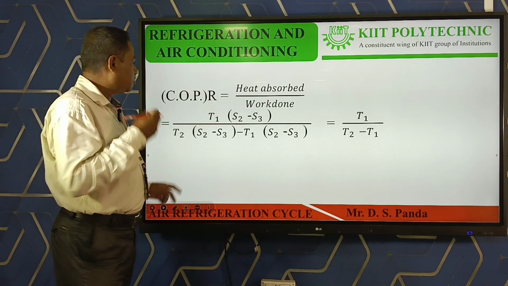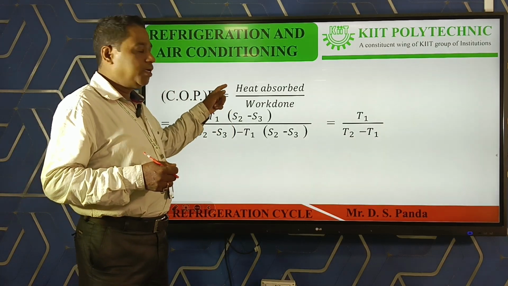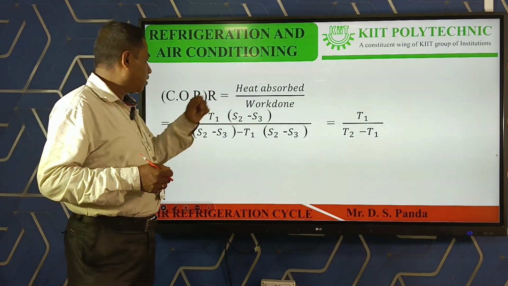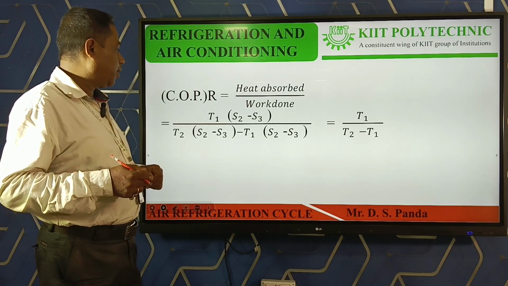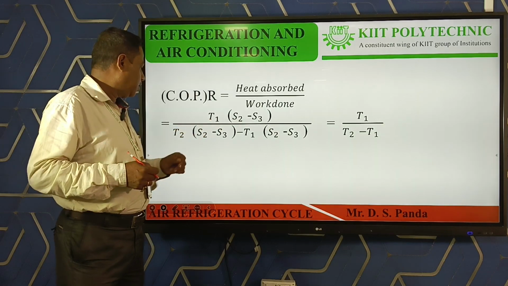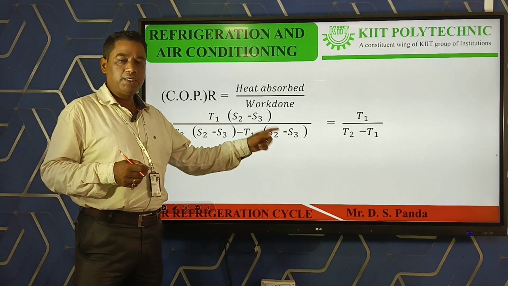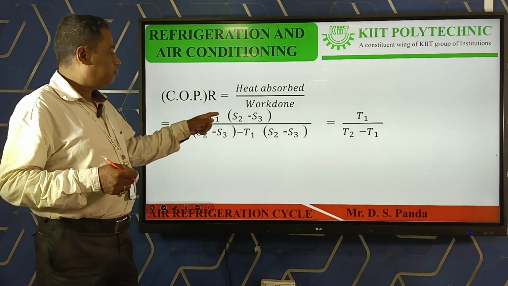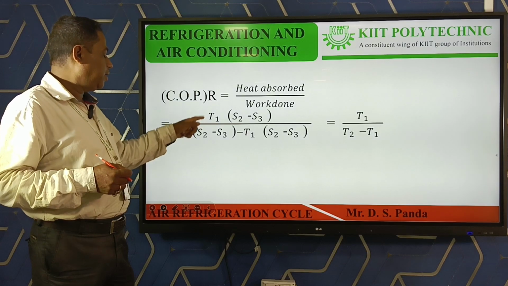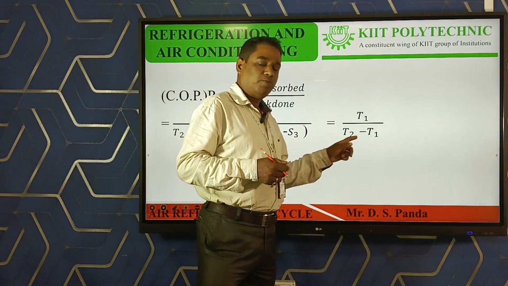The coefficient of performance of a refrigerator working on the reverse Carnot cycle is the ratio of heat absorbed to work done. In the heat absorbed part, it is T1 into S2 minus S3, and in the work done, it is T2 into S2 minus S3 minus T1 into S2 minus S3. S2 minus S3 is common in both the numerator and denominator. Finally, the coefficient of performance of the refrigerator is T1 by T2 minus T1.